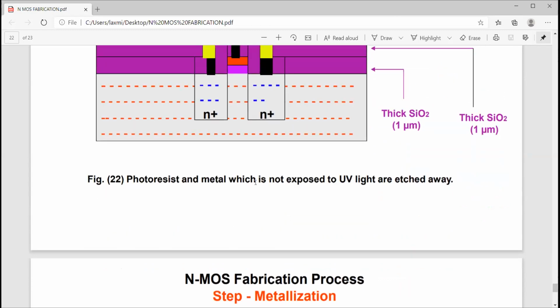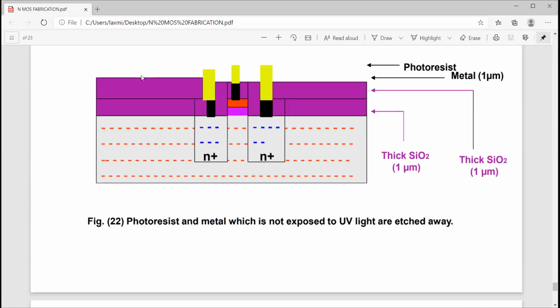The photoresist and metal which is not exposed to UV light are etched away. ఏమవుతుంది, ఇక్కడ మాస్కింగ్ పెట్టాం కదా, that are etched away. ఇక్కడ మాత్రం అలానే ఉండిపోయింది మెటల్.